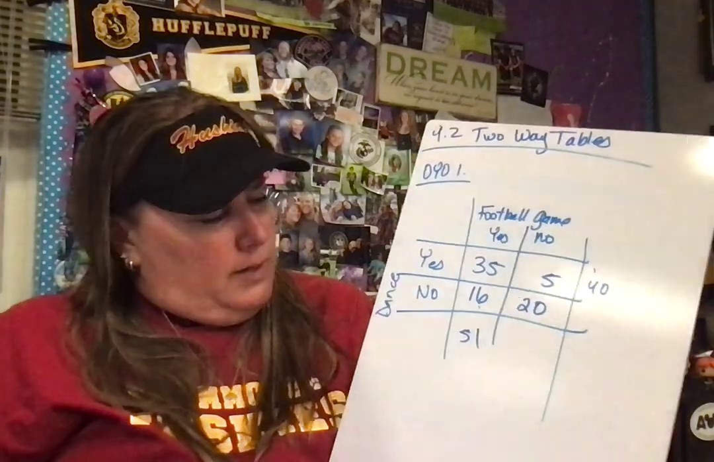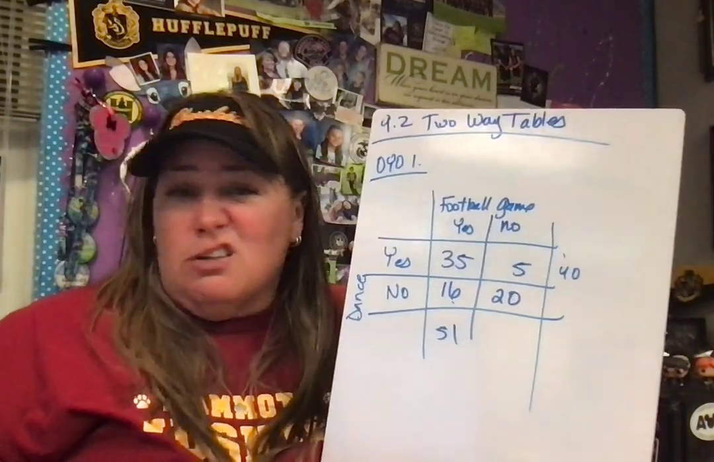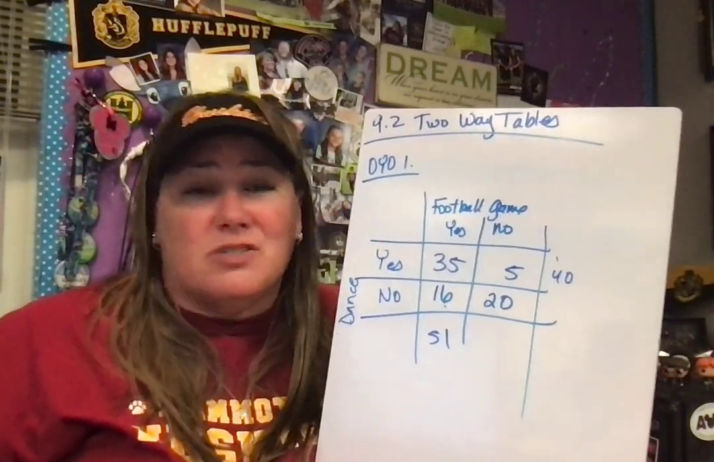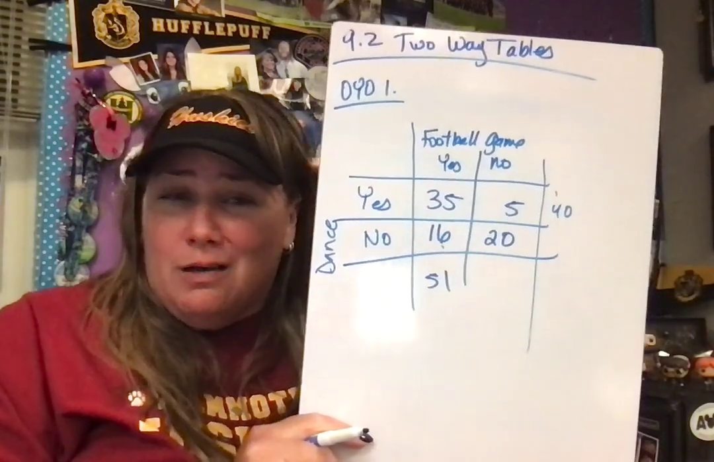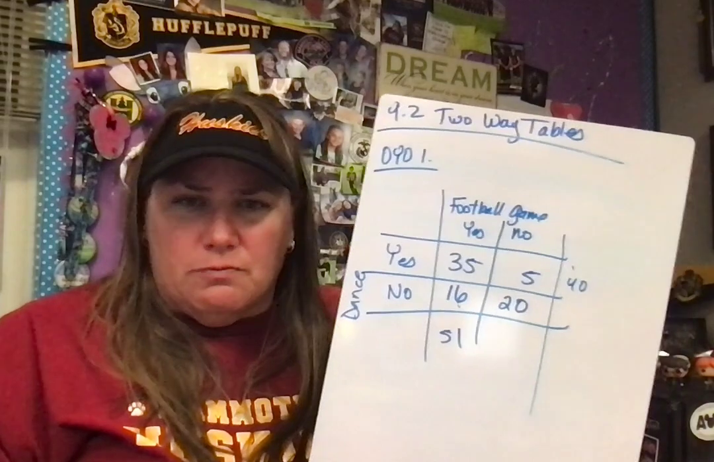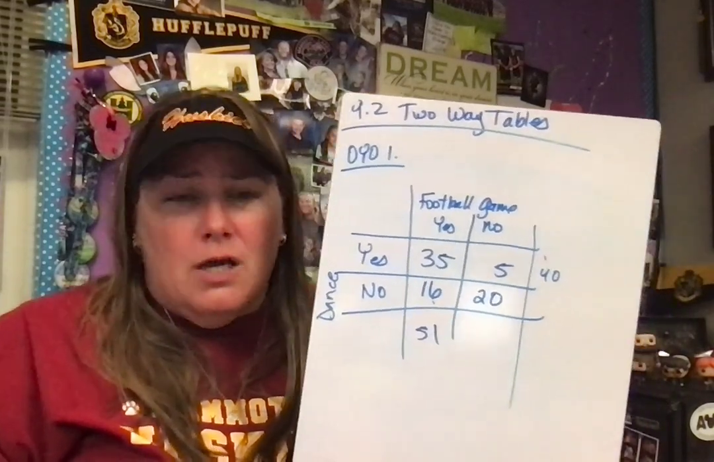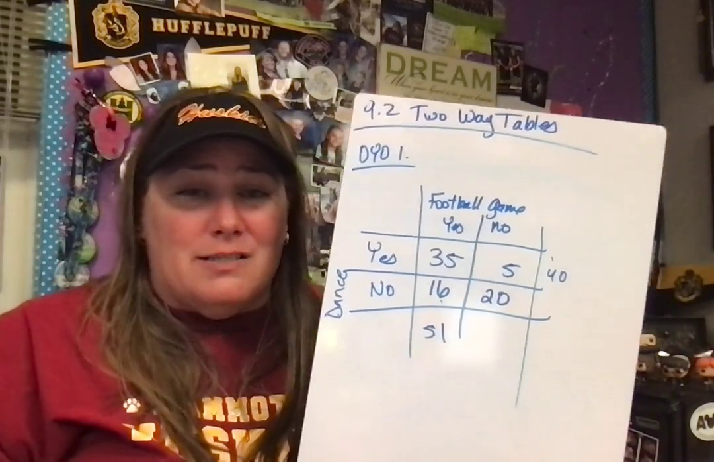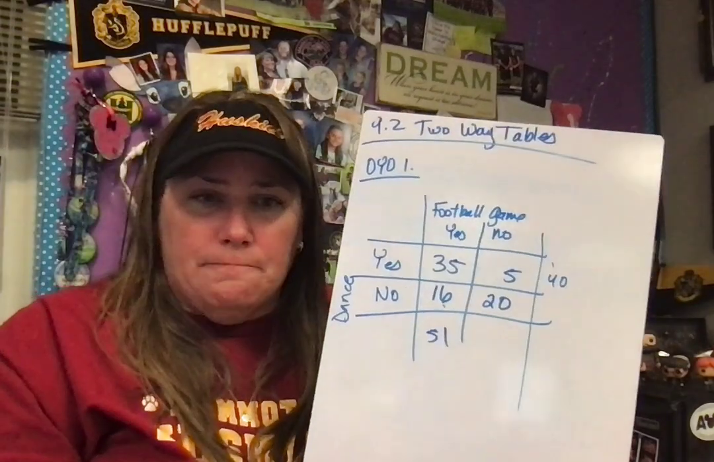Okay. Let's go. How many kids aren't going to the game and they're not going to the dance? Maybe they're sick, or maybe their friends aren't going. Maybe they're going to a concert. I don't know. Maybe they're going 4-wheeling or something. Maybe they're out of town. So not going to the game and not going to the dance, 20.